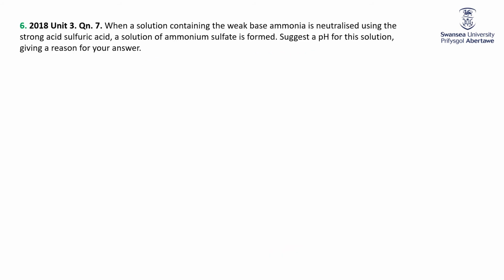When a solution containing the weak base ammonia is neutralized using the strong acid sulfuric acid, a solution of ammonium sulfate is formed. Suggest the pH for this solution, giving a reason for your answer. So ammonium sulfate, NH4 twice, SO4. That, of course, is a soluble ionic compound, which means in water it exists as its dissociated ions, so 2NH4+ and SO4 2-.